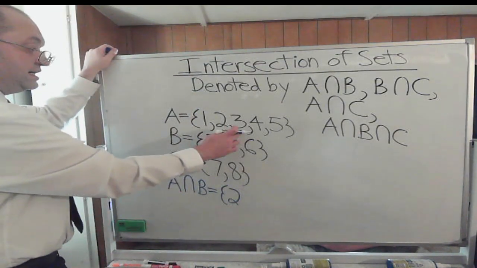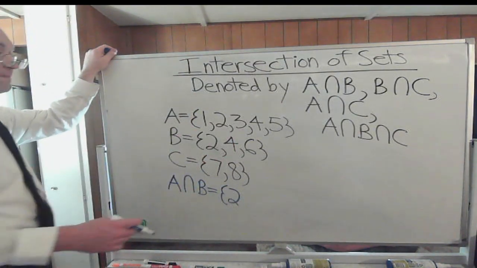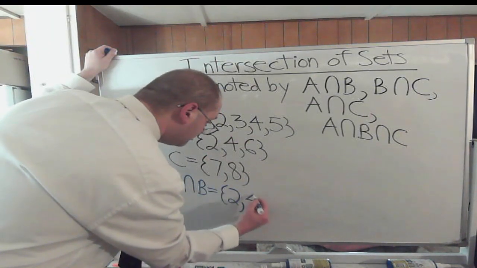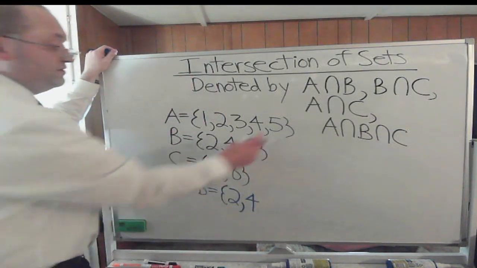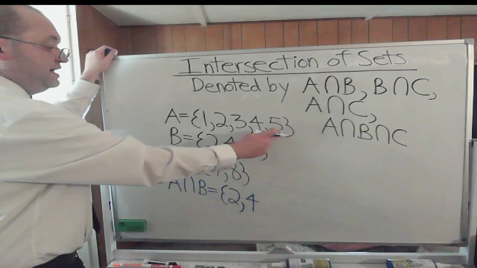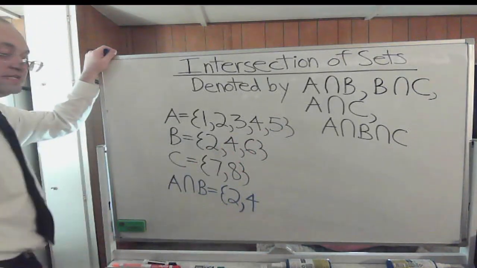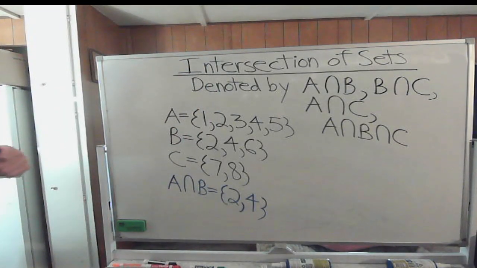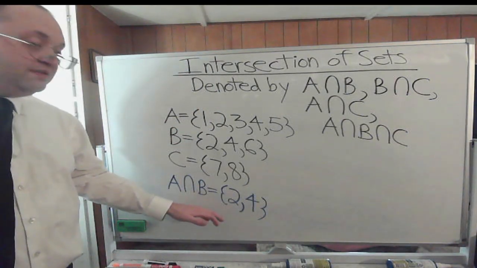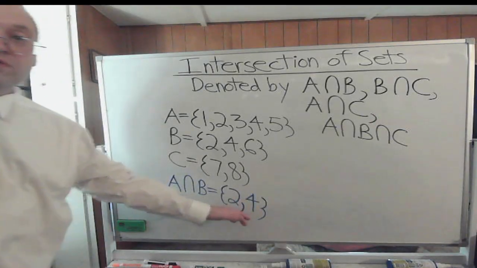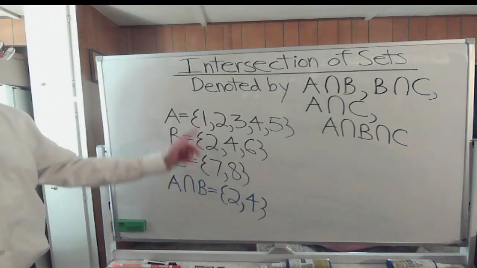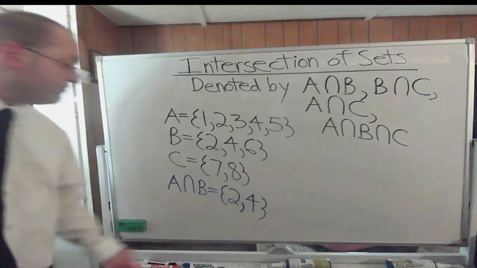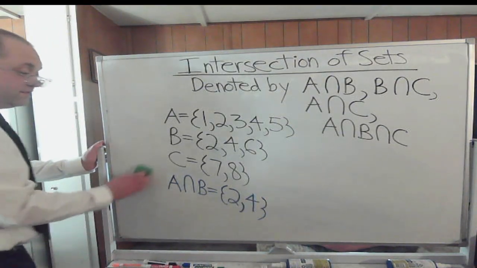Do they have a 3 in common? No, it's only in set A. How about a 4? Yes, they both have a 4 in common. How about a 5? Nope, 5's only in set A. How about 6? Nope, 6 is only in set B. So the intersection of A intersecting with B, that set is only the set of 2 and 4. It's only the numbers that the two sets have in common, 2 and 4. So that's all you're going to get for that.